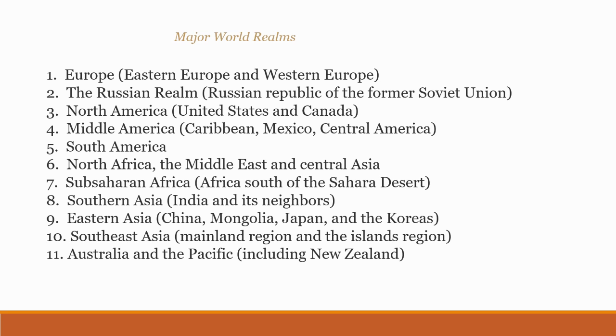In the eighth position there is Southern Asia, India and its neighbors, which means the Indian subcontinent. Eastern Asia, in the ninth position, consists of China, Mongolia, Japan, and the Koreas, North Korea and South Korea. On the 10th, Southeast Asia, that is the mainland region and the island regions of Asia. And on the 11th, Australia and the Pacific. It includes New Zealand also.